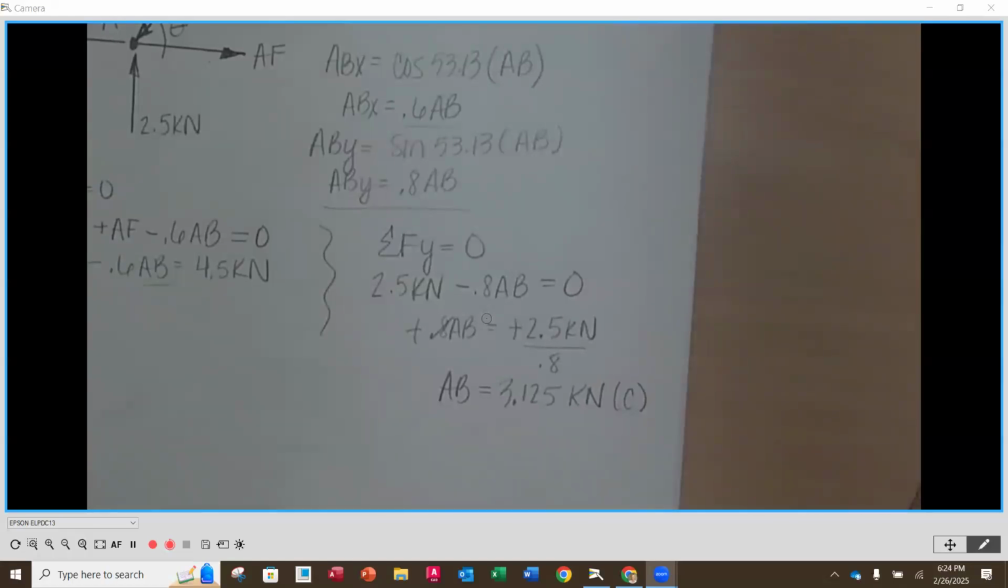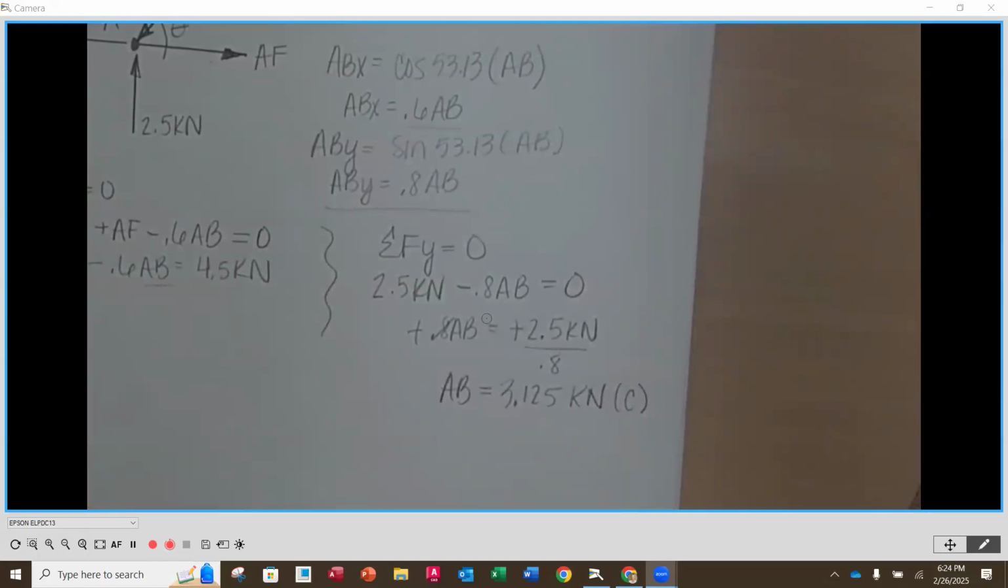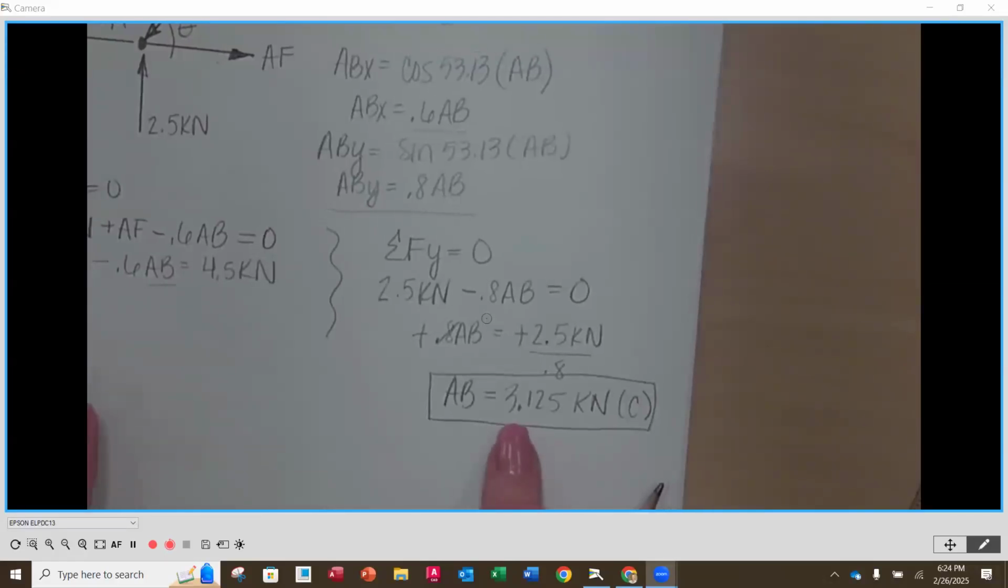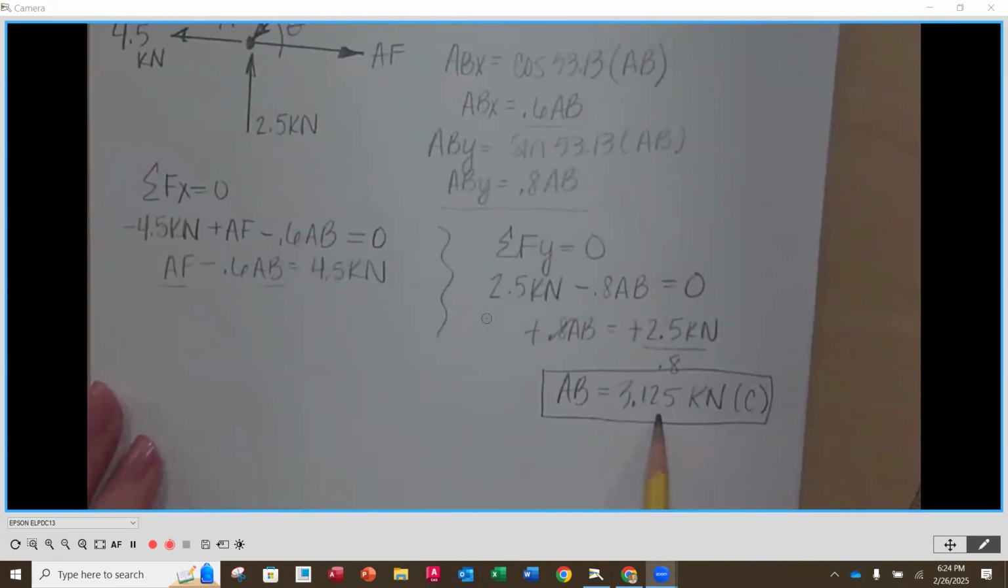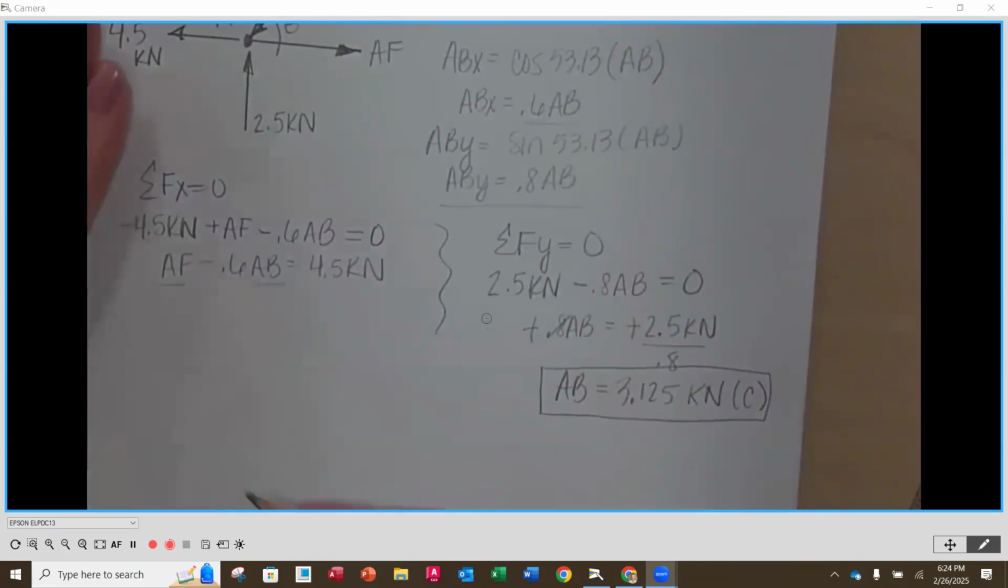You're going to put a C in back of the value. So not only do you have to have the magnitude of the force in the member, you have to let me know, is it in tension or compression? And then you put a box around that, because that's the first answer that we have for this. We need to determine all the forces in each one of the members. Okay. So we got one done. Got a couple more to go. So now that we know what AB is, we can substitute the 3.125 up in here to solve for AF. So go ahead and do that.